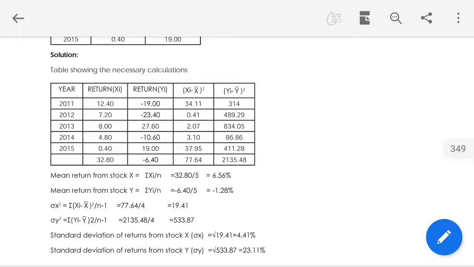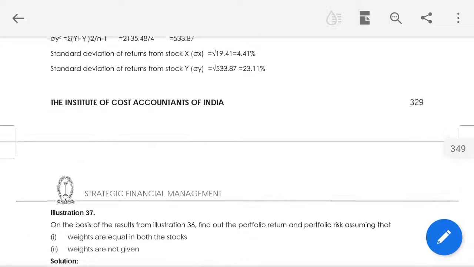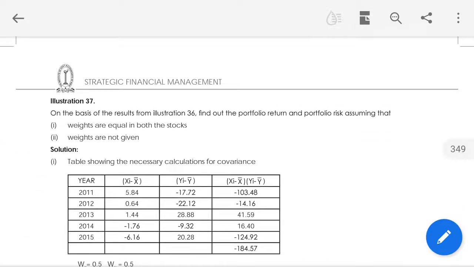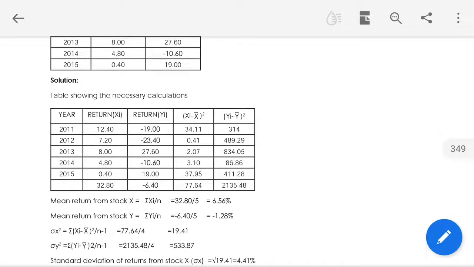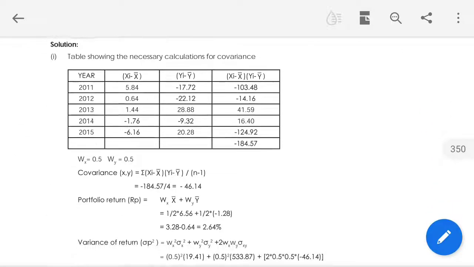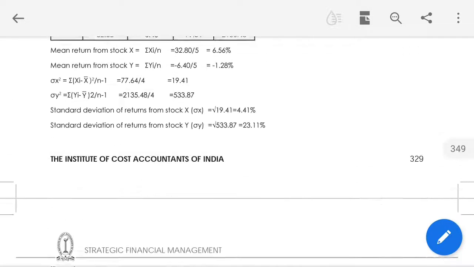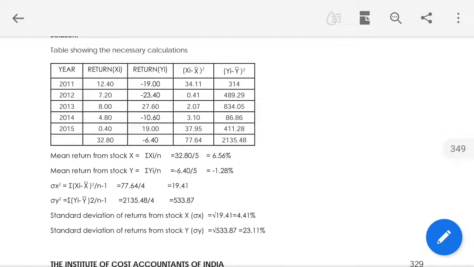Likewise, 7.20 minus 6.56 is equal to 0.64. 0.64 into 0.64 is 0.41. Likewise, for 2015, 0.40 minus 6.56 is minus 6.16. Minus 6.16 into minus 6.16, minus into minus becomes plus. The plus value will be 37.95. The total amount is 77.64.